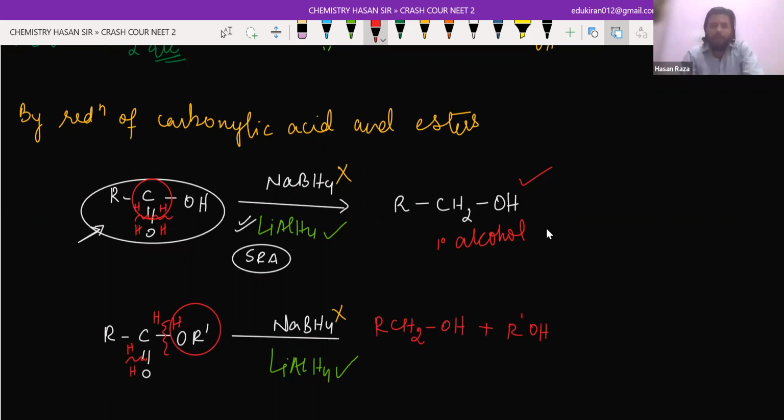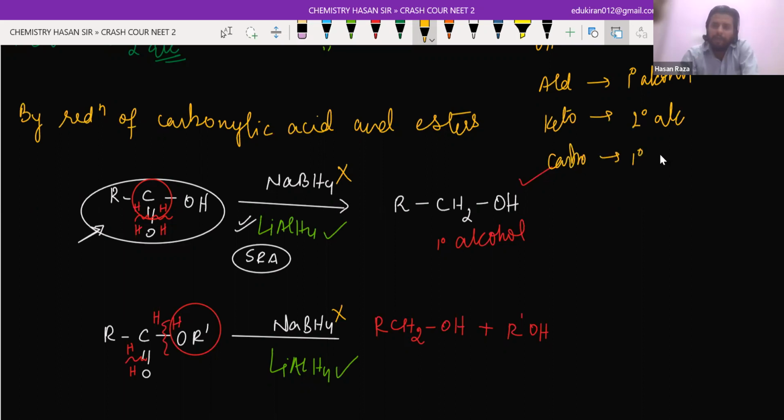So one thing you need to take care of is that from aldehyde, you get 1° alcohol. From ketone, you get 2° alcohol. From carboxylic acid, you get 1° alcohol. And for ester, that depends upon the alkyl group. Please do let me know when you are done with this.